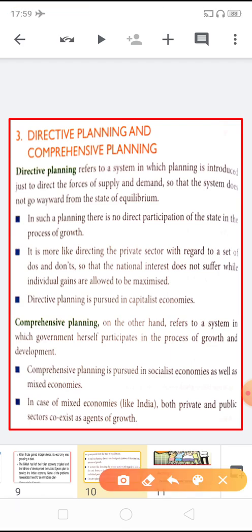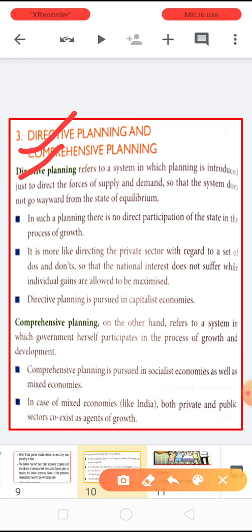Now children, what is directive planning? Directive planning refers to a system in which planning is introduced just to direct the forces of demand and supply so that the system does not go wayward from the state of equilibrium. Directive planning is such a planning where there is no participation of the state in the process of growth, and it is more like directing the private sector with regard to a set of do nots, so that the national interest does not suffer while the individual gains are allowed to be maximized. This is called directive planning.